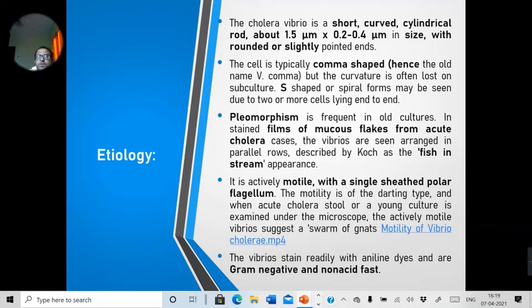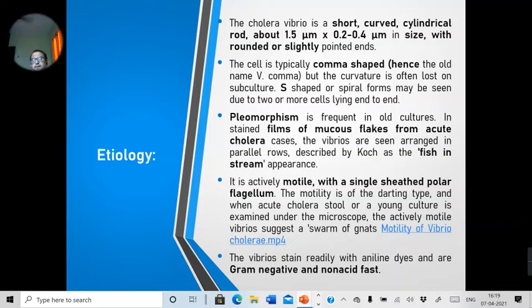Now, one of the characteristics shown by this bacteria is pleomorphism. Pleomorphism means more than one morphology shown by the bacteria. Here, this bacteria shows pleomorphism in old cultures. When this bacterial culture gets old, it shows the pleomorphism character.